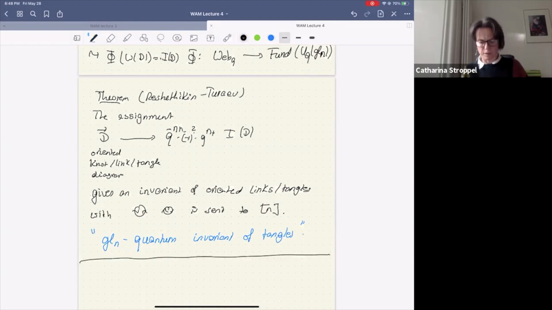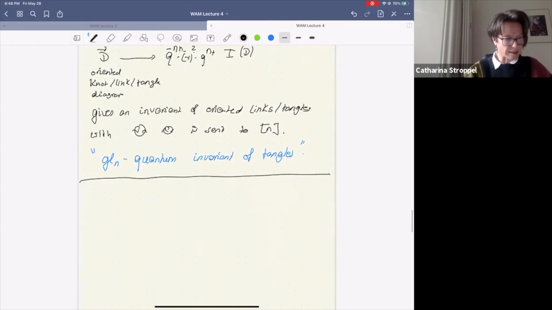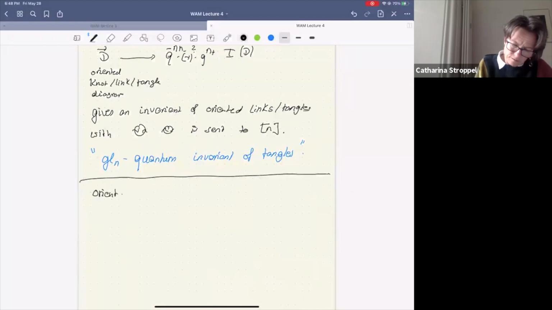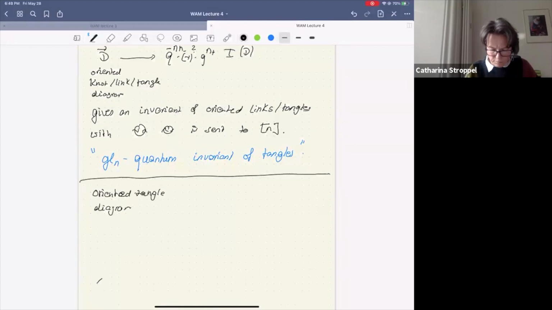So this is very beautiful because it allows you to distinguish at least some of the knots. You might not be able to distinguish all of them, but distinguish some of the knots just by passing to the web stations of GLN or quantum GLN. So what does it mean now in practice? Let's say we have an oriented tangle diagram. So let me just draw one. This, for instance, and I orient it up here, down here, up here, up here.